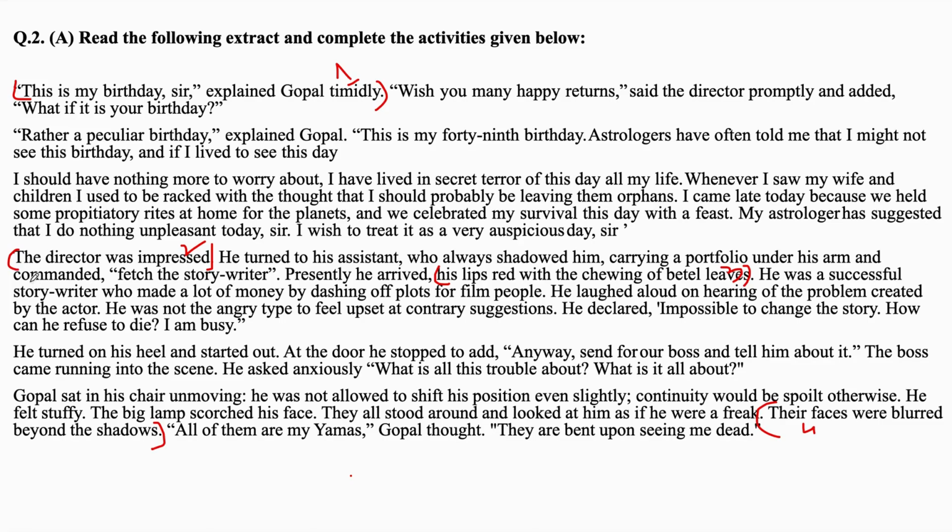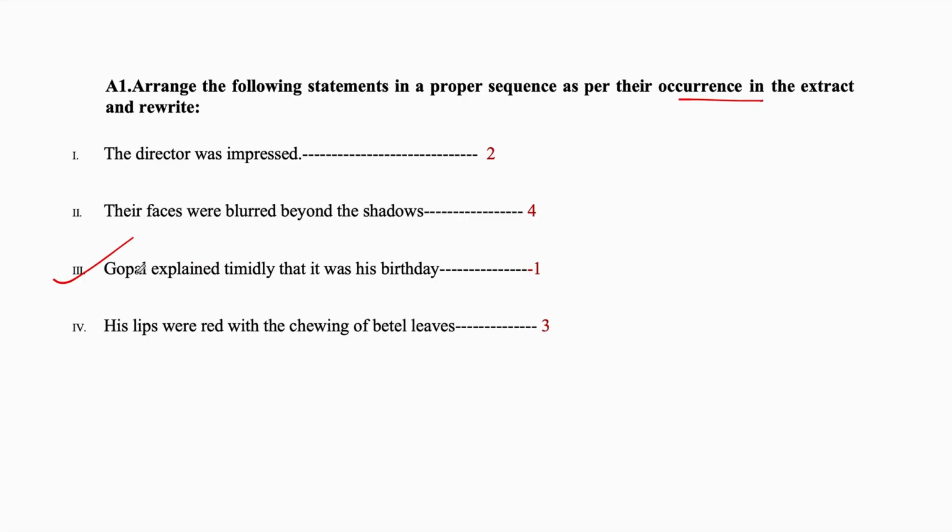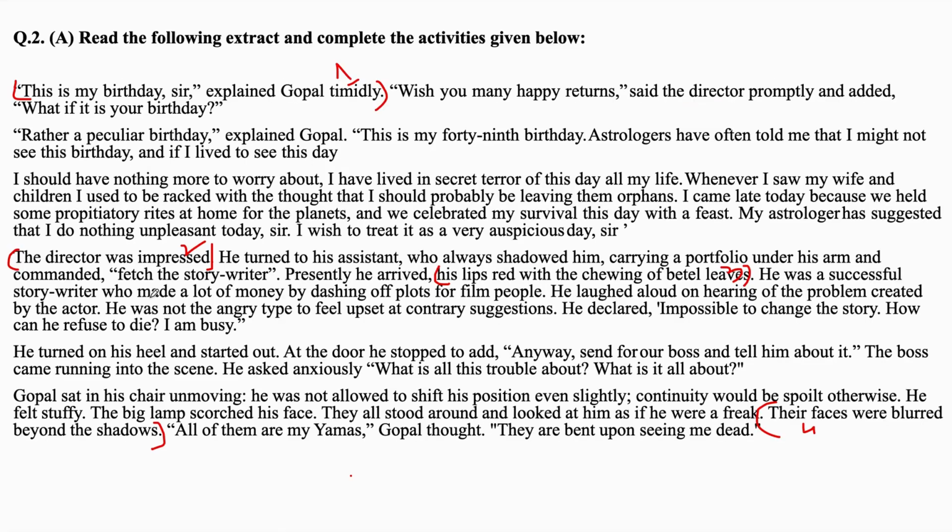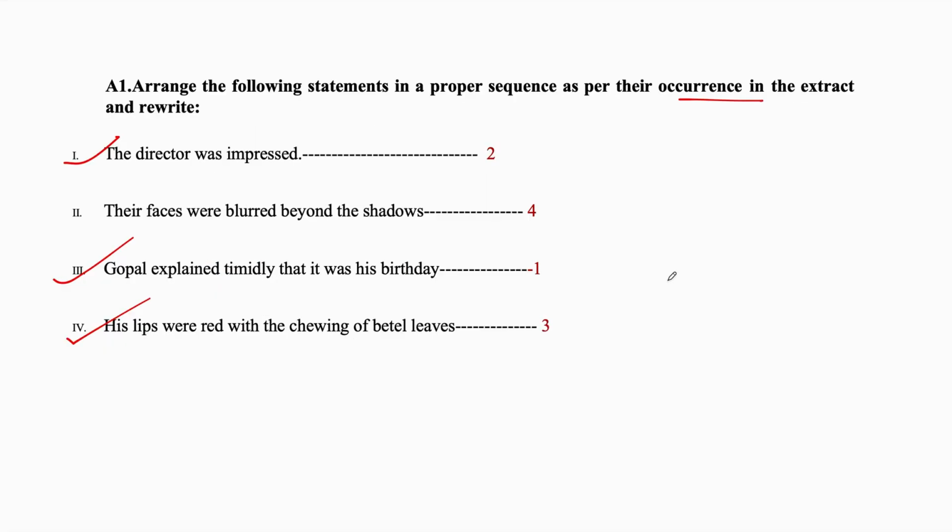Second क्या है, see in this, the director was impressed. So after this directly second, the director was impressed. So this is your second sentence. ठीक है, his lips were red with chewing of betel leaf. Betel leaf means पान का पत्ता. ठीक है, तो his lips were red with the chewing of betel leaves. See, his lips red with the chewing of betel leaf. तो ये sequence में हमारा थर्ड है.